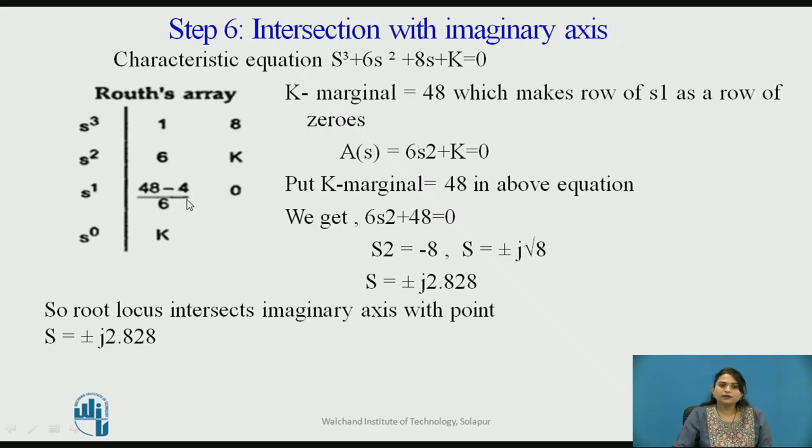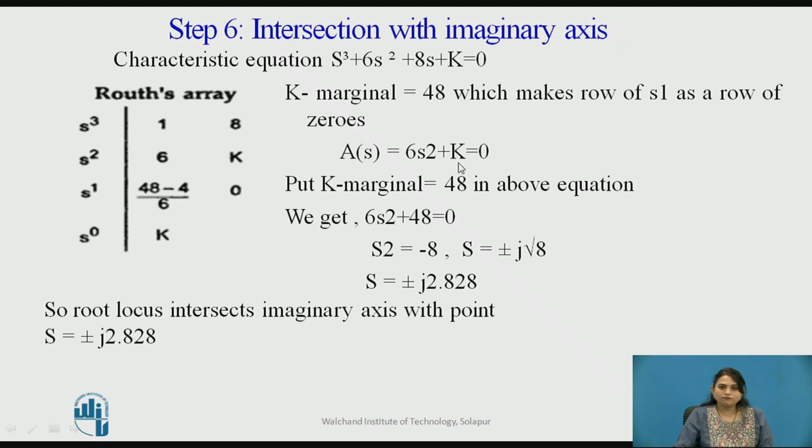Now here this b1 value is 48 minus k upon 6. So for k marginal, 48 minus k upon 6 is equal to 0, and when we solve this we get k marginal is equal to 48. Then we have to take the row above, that is 6s square plus k equal to 0, because when we put k marginal equal to 48, the b1 row value will be 0. So here k marginal will be 48 in the above equation.